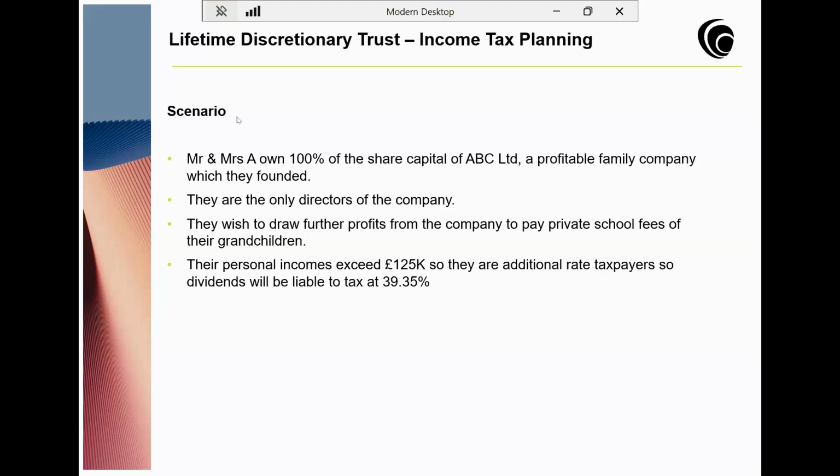They wish to draw further profits from the company to pay private school fees of their grandchildren. Now, their personal incomes already exceed £125,000, so they're additional rate taxpayers, which means that any further dividends they draw from the company will be liable to income tax at 39.35%.